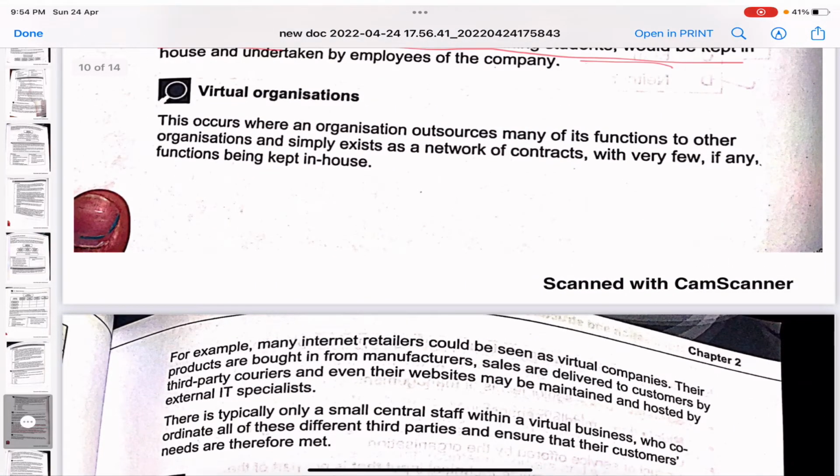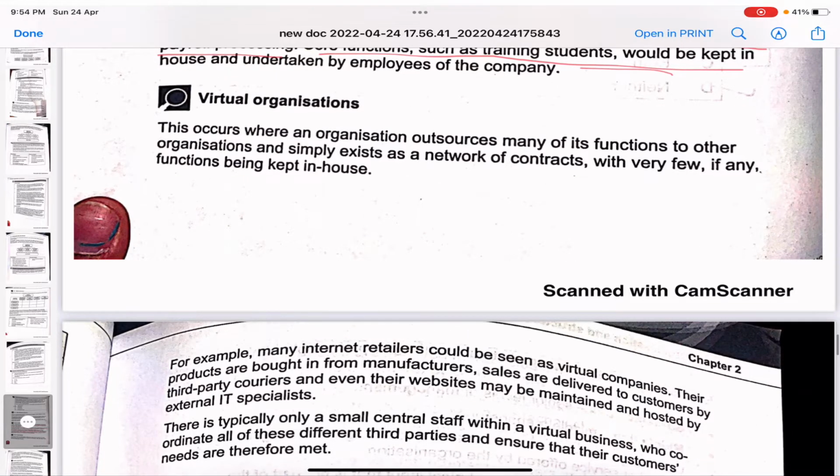Followed by the virtual organizations. This occurs when an organization outsources many of its functions to other organizations and simply exists as a network of contracts with very few, if any, functions being kept in-house. First, let us take an example to understand what virtual organizations are. For example, Amazon, Flipkart, Snapdeal. What are these?